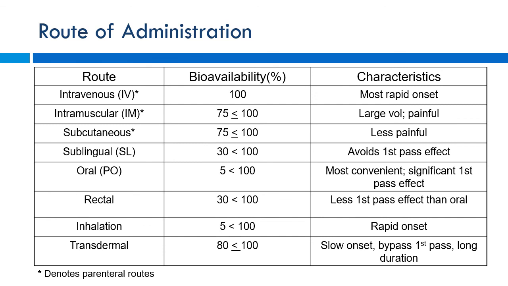But then a lot of other drugs may not be absorbed very well from the lungs. So again, it all depends on the specific substance, right? But IV is always going to be 100%. Everything else is going to have some variability there, right? And we'll talk about these characteristics in more detail as we go on, but this is a helpful table to go back and reference when you're studying.